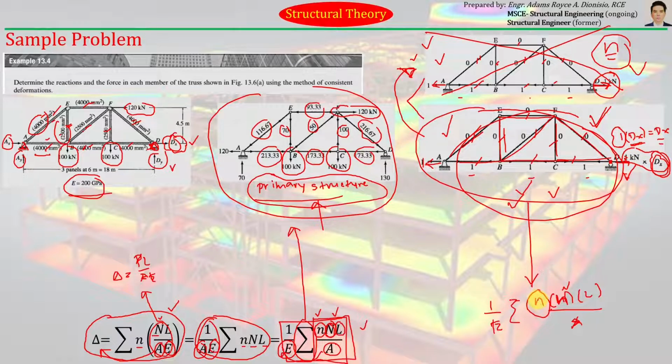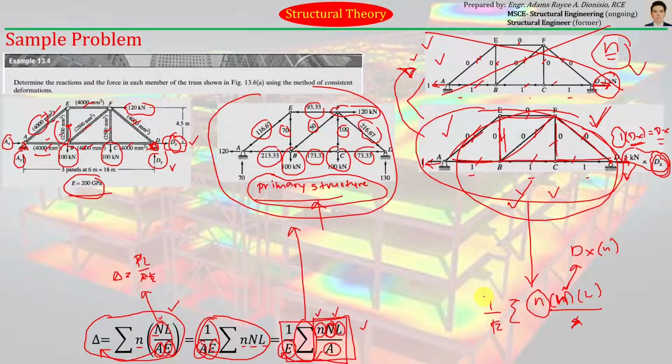So our capital N here will actually be in terms of dx. So it will be dx times n. Okay, n again pertains to the forces on each of these members. So as you can see, the procedure is very simple, but it will just require a lot of computation.